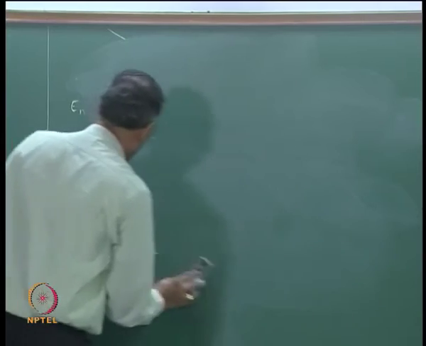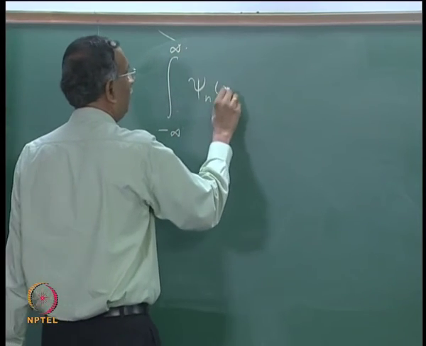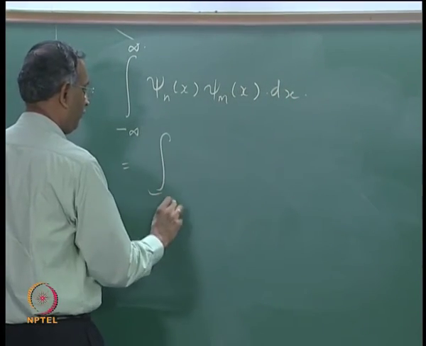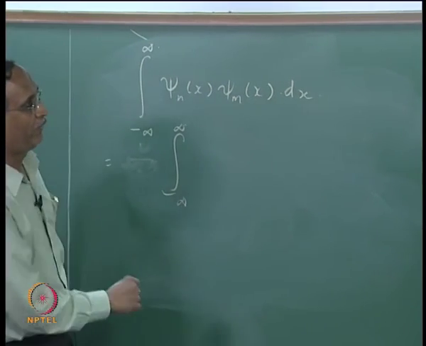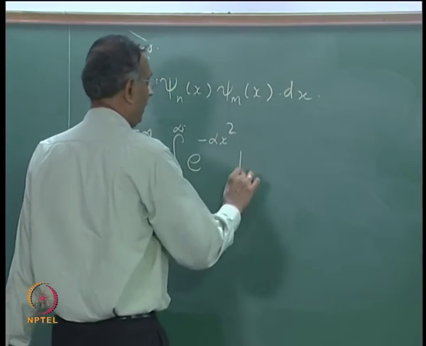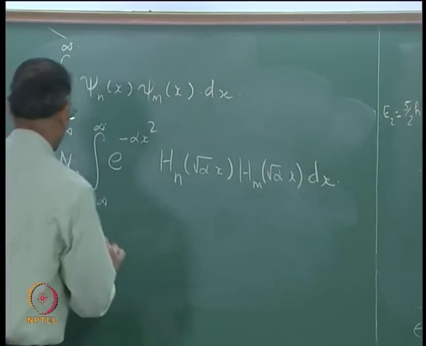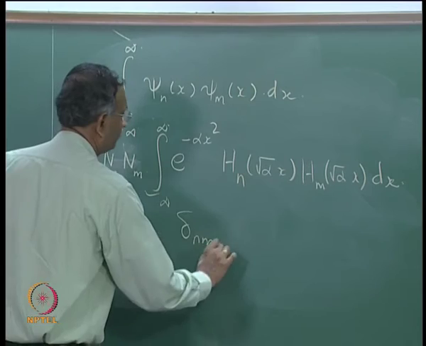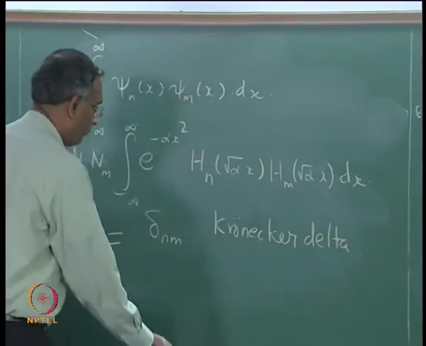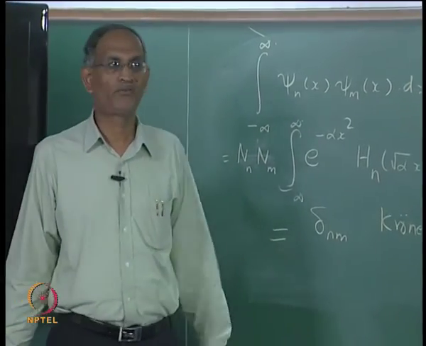I know I have written that earlier, but it is worth remembering that when you write the orthogonality property, integral of psi m of x, psi n of x, the star is not written here because it is a real function, dx, from minus infinity to plus infinity, we have written the normalization constant N_n, the normalization constant N_m, e to the minus alpha x square, H_n of root alpha x, H_m of root alpha x dx, and that is equal to delta n m, the Kronecker delta. That is, when n and m are the same, the oscillator wave function is normalized. When n and m are different, the wave functions of the oscillator are orthogonal to each other.